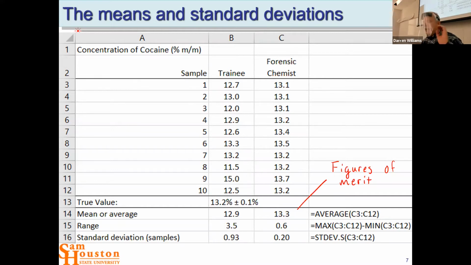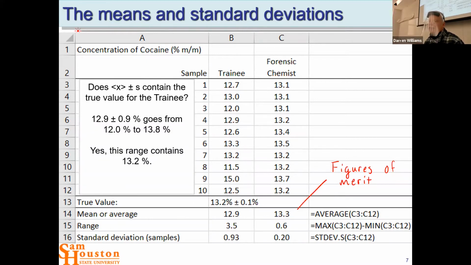And so we can compare that mean and the standard deviation to the true value to see. The question in terms of being accurate is, does the average or the mean plus or minus the standard deviation contain the true value for the trainee? And so we can look at this 12.9 and we can look at plus or minus 0.9.